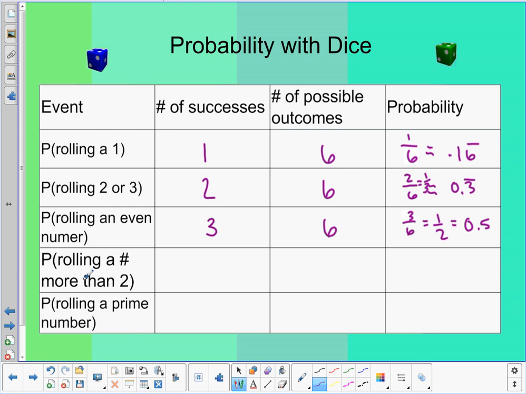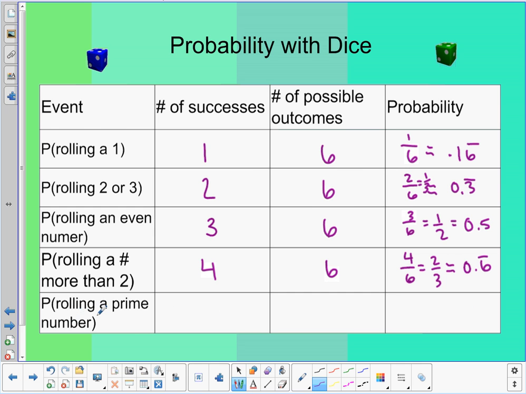Rolling a number that is more than 2. If we want a number that's greater than 2, we're looking at 3, 4, 5, and 6. That's 4 successes out of 6 total possible outcomes. And 4 out of 6 is the same thing as 2 out of 3, which is also 0.6 repeating.